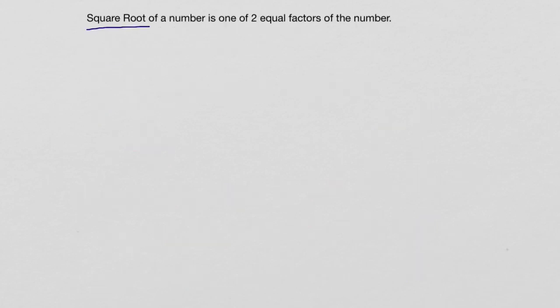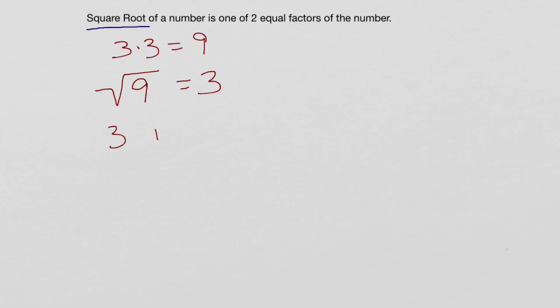The next idea we're going to talk about is something called a square root. A square root of a number is one of 2 equal factors of the number. So you may have heard of what a square root is. For instance, if I take 3 times 3, I get 9. So if I ask what is the square root of 9, and the symbol for square root looks like that, it's called a radical sign. The square root of 9 is 3 because when you take 3 and multiply it by itself, you get 9. So 3 is the square root of 9.